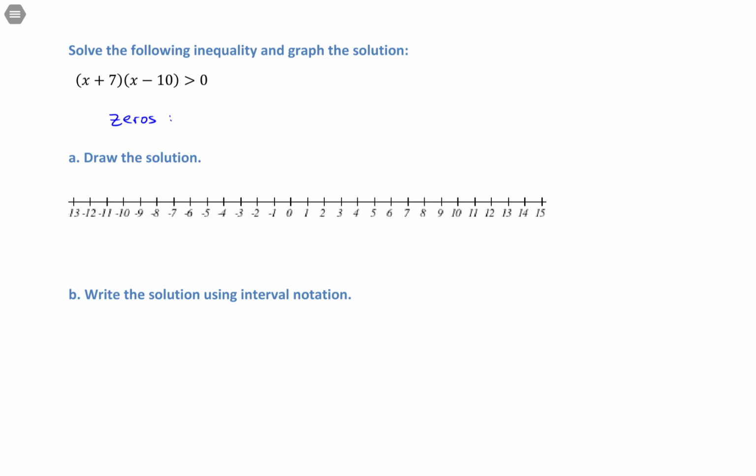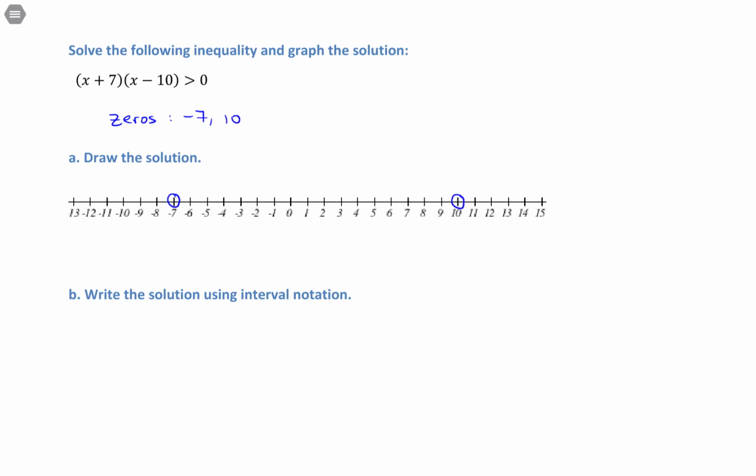So this is in factored form, so changing the factors into zeros is easy. Just take the opposite of each value. So -7 and +10. Now, we're looking for the inequality to be bigger than 0, so that means I'm going to go ahead and put those zeros in as open circles on my solution. That's going to be part of the answer.